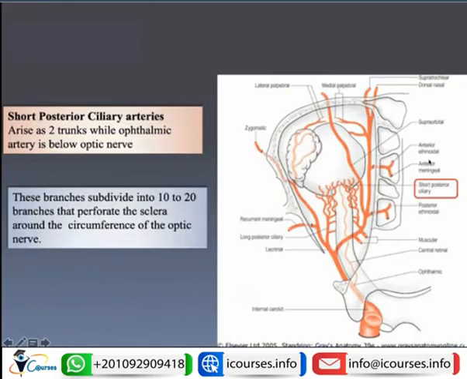So the short posterior ciliary arteries, as you can see here, arise as two trunks, here as a trunk and here as a trunk, as the ophthalmic artery is below the optic nerve, and these branches are divided into 10 to 20 small short posterior ciliary arteries that will perforate the sclera around the circumference of the optic nerve. So this has been discussed when we showed the slide of the section of the back of sclera. We said that the short posterior ciliary arteries are one of the structures that perforate the back of sclera.